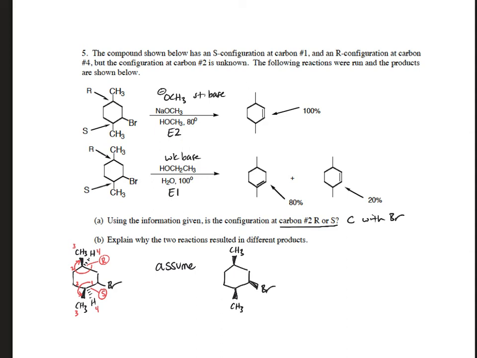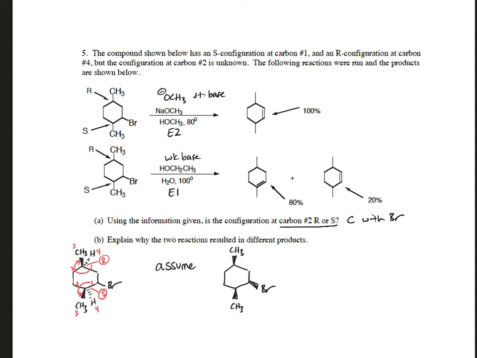Now, what I'm going to do is see if the molecule that I just drew fits the experimental data. If it does, that's the answer. If it doesn't, then I'm going to say, that didn't quite work, and I'm going to draw the molecule with the bromine going away and see if that is better. Okay, so let's tackle the E2 reaction first.